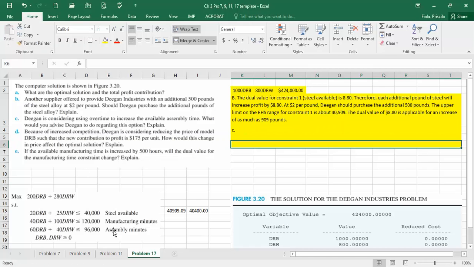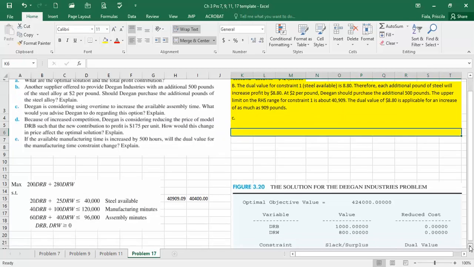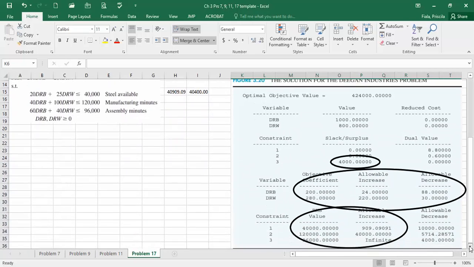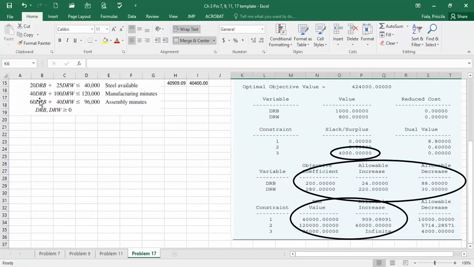So, right here, it's telling me that I have 96,000 assembly minutes. It's asking if I should consider overtime more than 96,000. Well, if we go to our sensitivity report and we look at constraint number three, assembly minutes, and we look at our slack and surplus, we're going to see that 1 and 2 are binding. That means we have used up all the resource, all the manufacturing minutes. But right here it shows a 4,000. Why? Let's go ahead and calculate this.